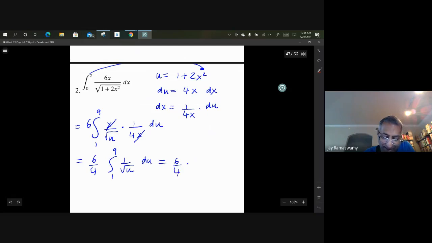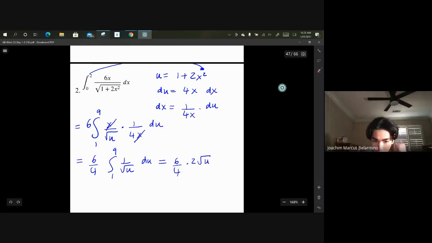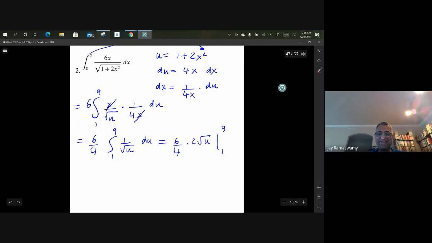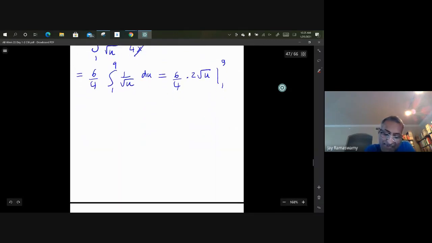Look down. What's the integral of 1 over radical u? 2 radical u, with lower limit being 1 and upper limit being 9. Can you see you're not back substituting in a definite integral? It's very easy because we changed the limits already.